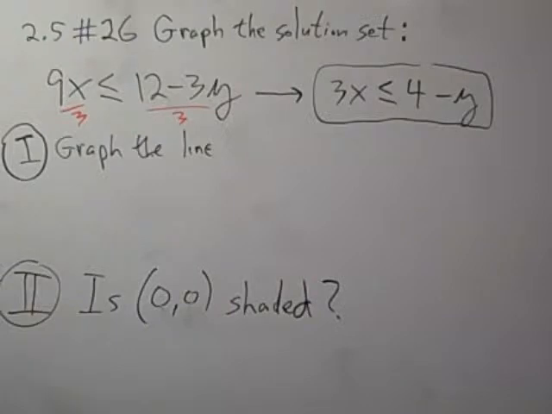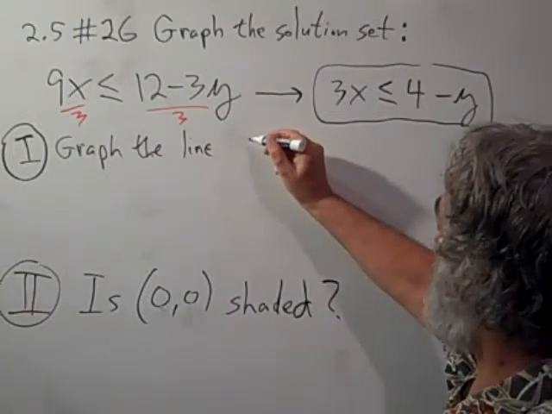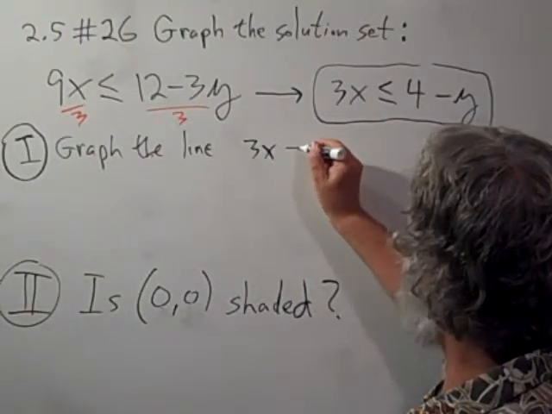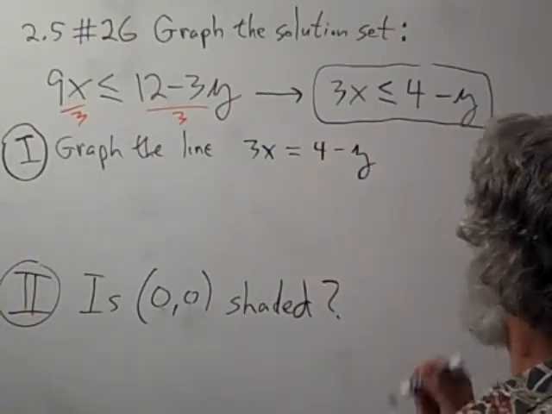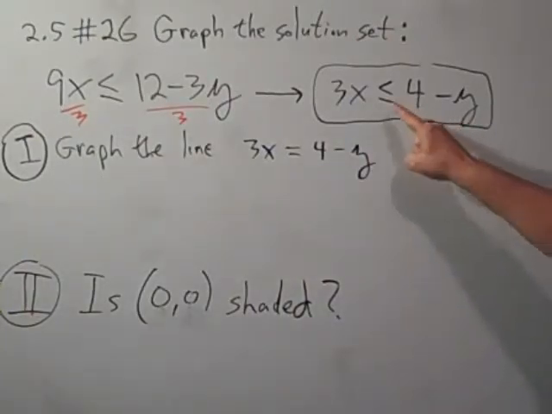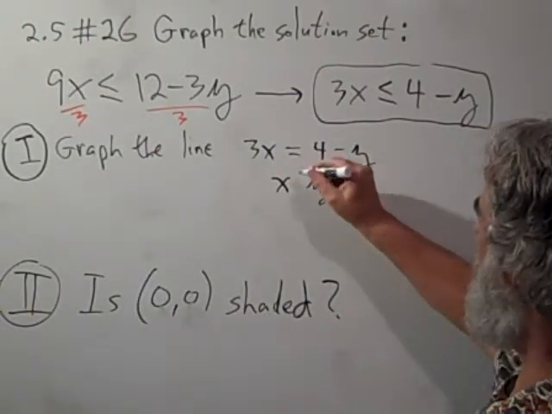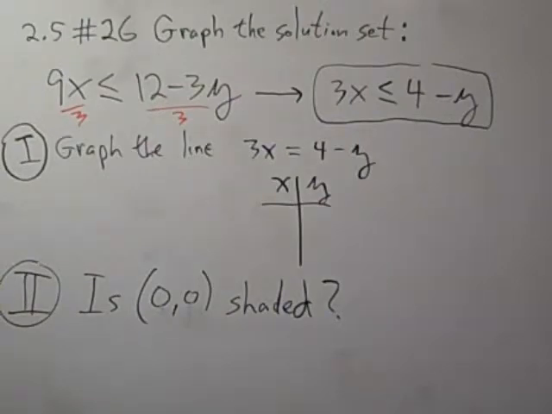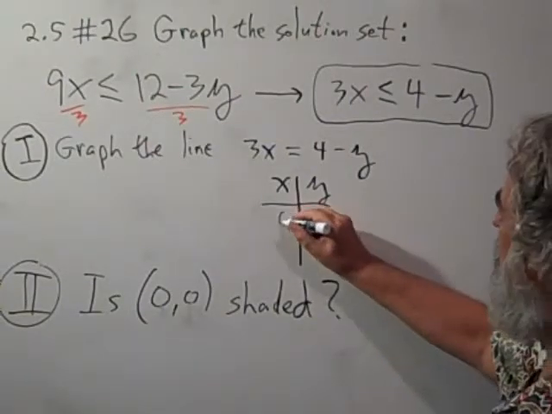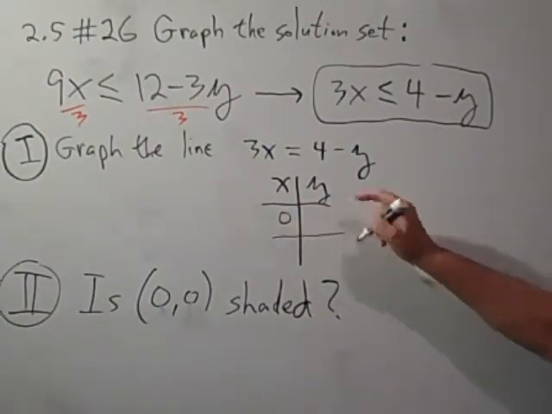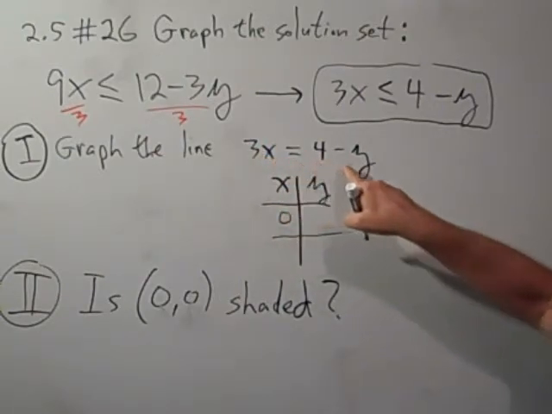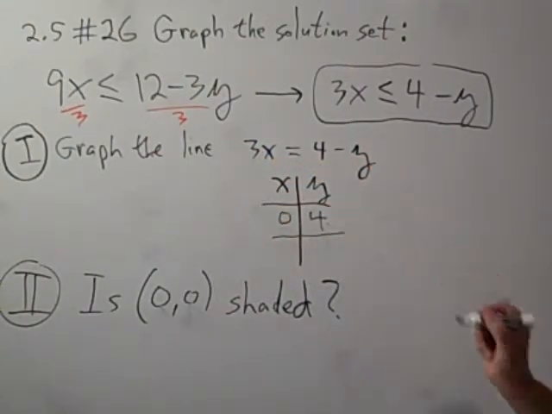So we're going to graph the line 3x equals 4 minus y, turning that inequality into an equal sign. And to do that, we need 2 points that are on the line. So I'll make a little xy pair here. And notice that if x is 0, then 0 on this left side equals 4 minus what? 4 minus 4 is 0. So that's one point that's easy to get.